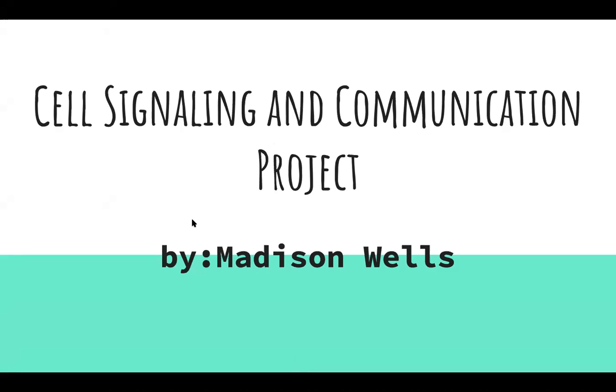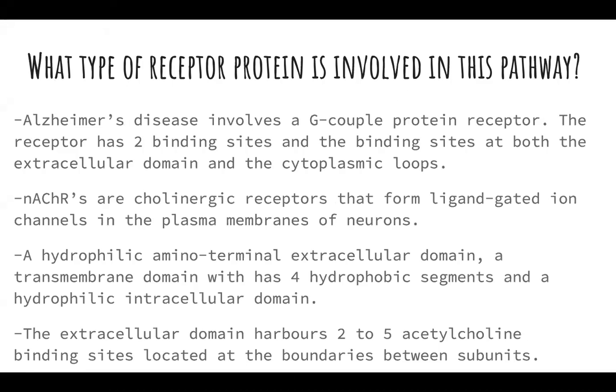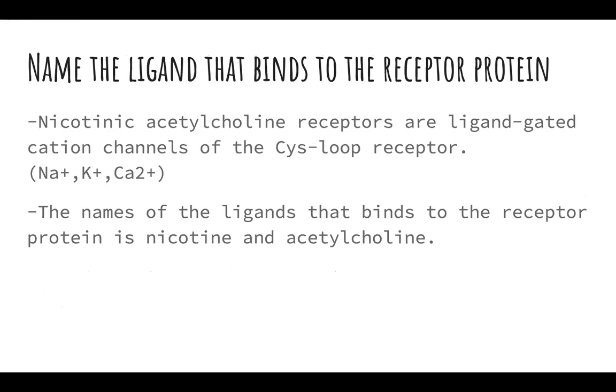So this is my cell signaling and communication project. The disease I chose was Alzheimer's with a nicotinic acetylcholine receptor. The receptor proteins that are involved in this pathway are G-coupled protein receptors, and there are two binding sites, and the binding sites are both on the extracellular domain and the cytoplasmic loops. The names of the ligands that are bonded to the receptor are nicotine and acetylcholine.